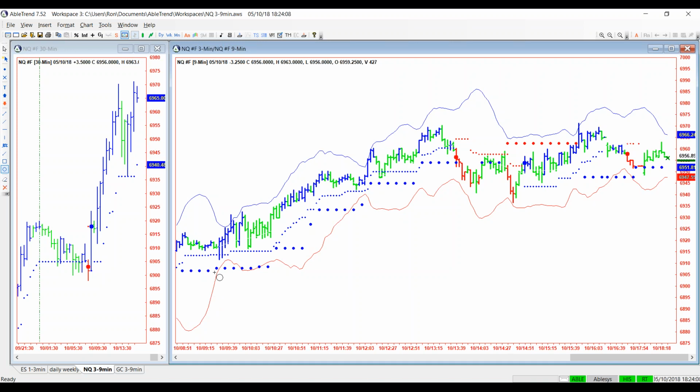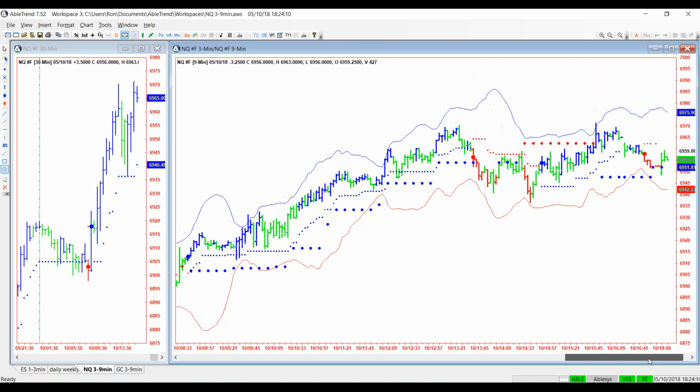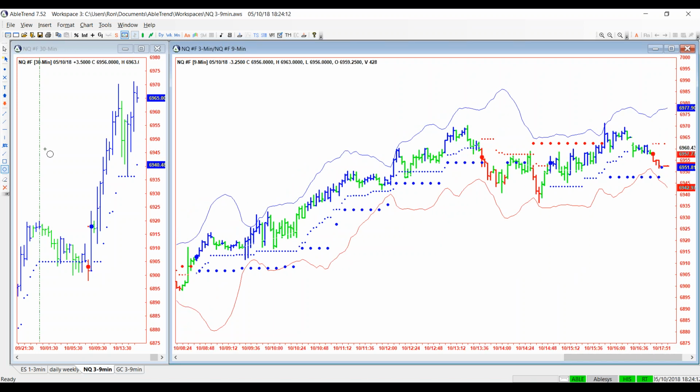And we like the 1-minute, 3-minute. But again, nothing's etched in stone. You can tweak these things to whatever you like. Now, the first trade of the day would be right here. That's right around the 9:30 New York Open.